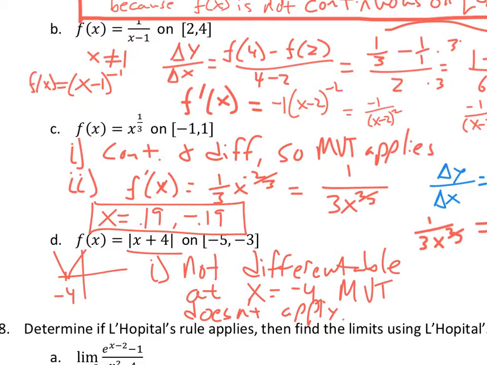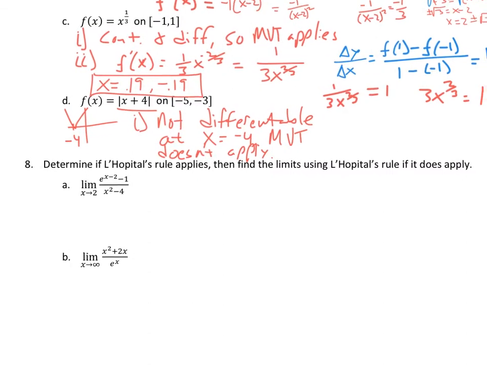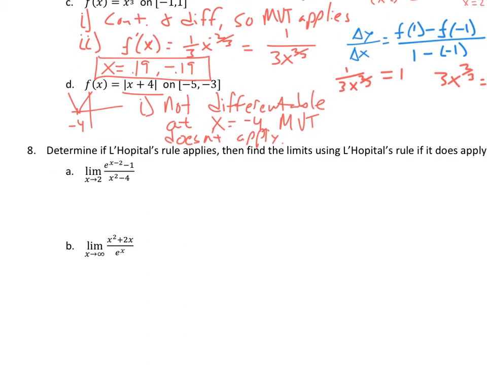All right, that's how we use mean value theorem. Let's turn our attention to some L'Hopital's rule here. Remember with L'Hopital's rule that it has to be equal to 0 over 0 or infinity over infinity. So when we plug in 2 here, plug in 2, and we get e to the 2 minus 2, which is 1 minus 1, which is 0. And the bottom goes to 0, so this is going to 0 over 0.